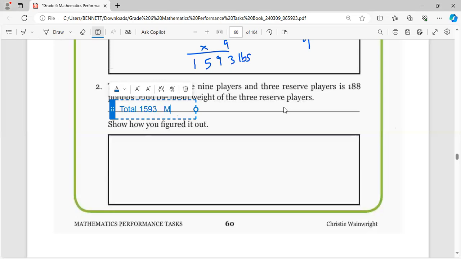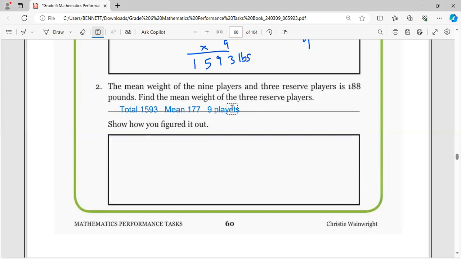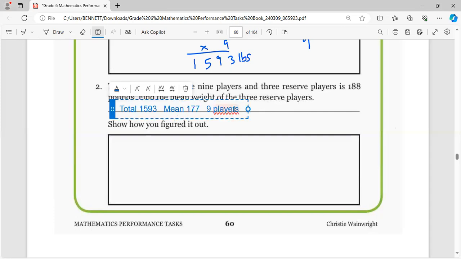1,593. Yeah. Let's write back all that information so we don't have to go back. And the mean was 177. And there were 9 players. So I'm just writing the information so persons don't have to go back up. That's all I'm doing here. So use that to figure it out, guys.